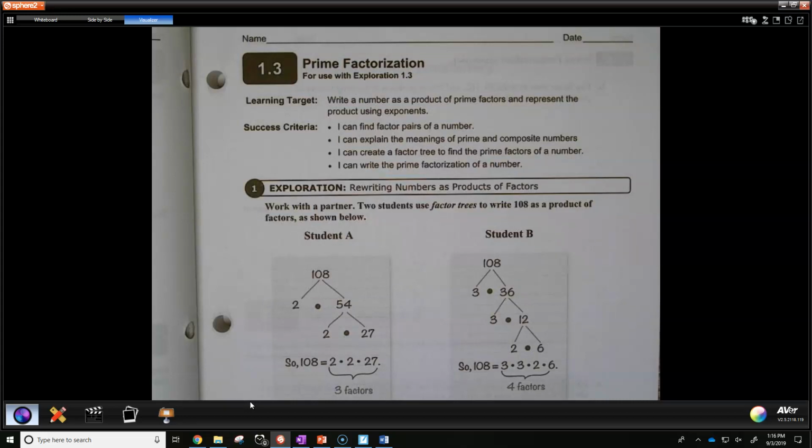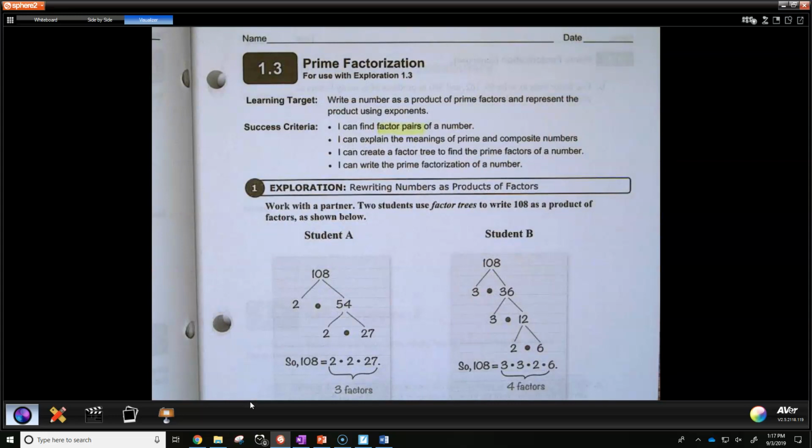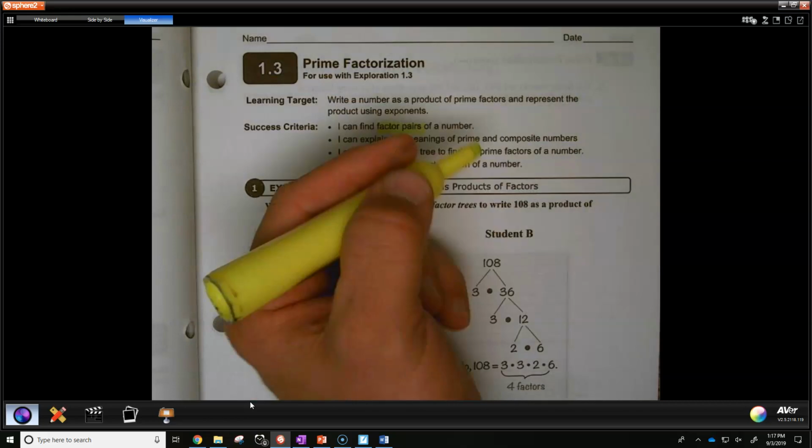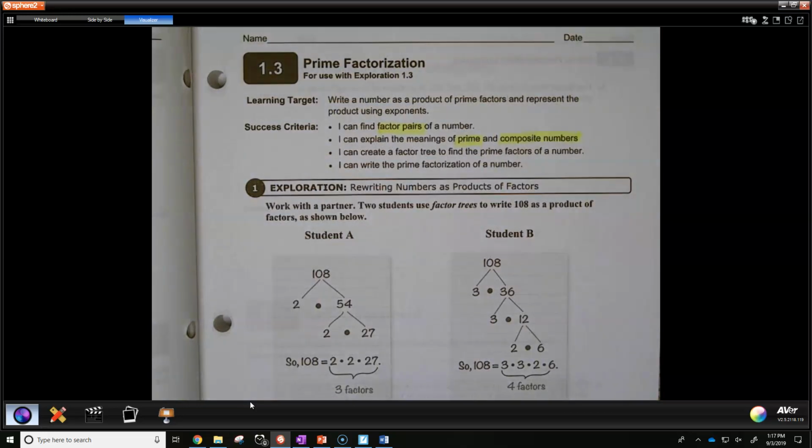There's our learning target. Our success criteria. How are we going to make sure that we are successful today? 4 ways we're going to do that. The first thing, I can find factor pairs of a number. That's going to be a key word here. We're going to talk about that here in just a second, what factor pairs are. But one thing you have to do is find factor pairs. The second thing you have to do today is that you have to tell me what prime numbers are and what composite numbers are. We actually talked about those in lesson 1, I believe.